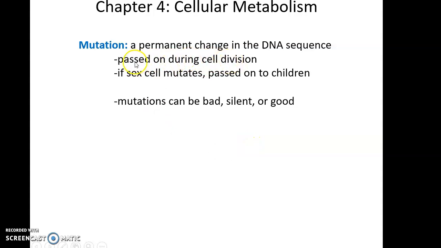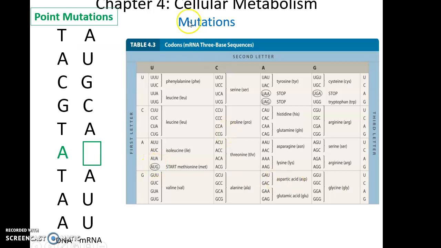The mutation is a permanent change in the DNA sequence. In normal body cells, it will get passed on whenever those cells divide, and then those cells can accumulate more mutations over time. If it's a sex cell, if it's a sperm or oocyte that is mutated, then it gets passed on to the children. The mutations can be bad, they can be silent, or they can be good. So, one kind of mutation is a point mutation.